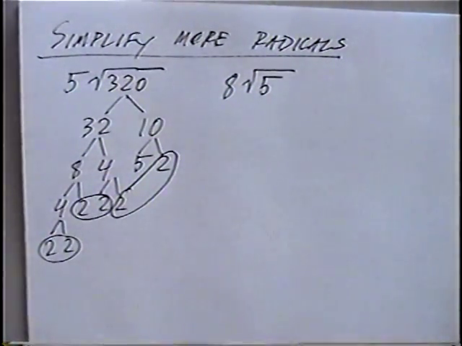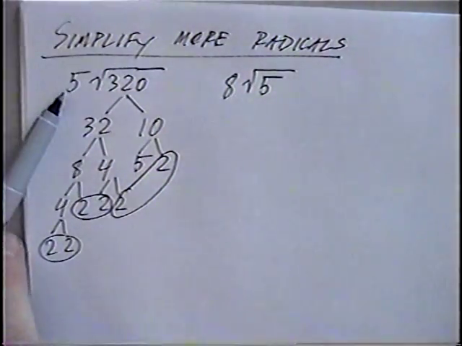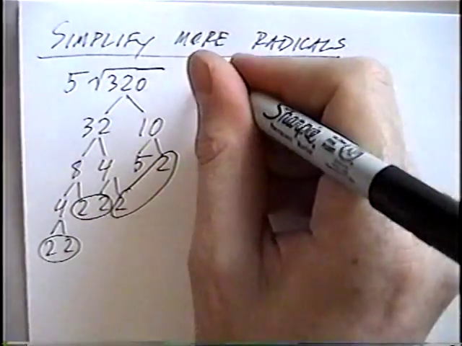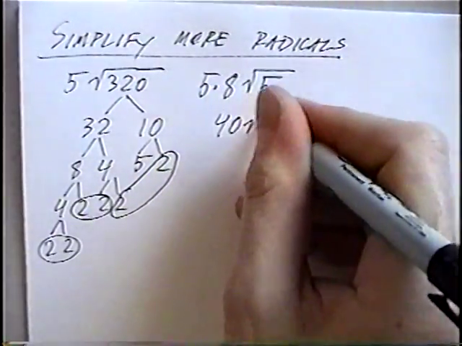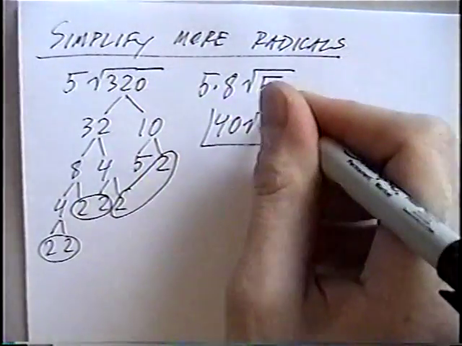So we'd have 8 radical 5. Keep in mind our beginning number, we had a 5 out front. Bringing that 5 over would be 5 times 8. Our final answer would be 40 radical 5.